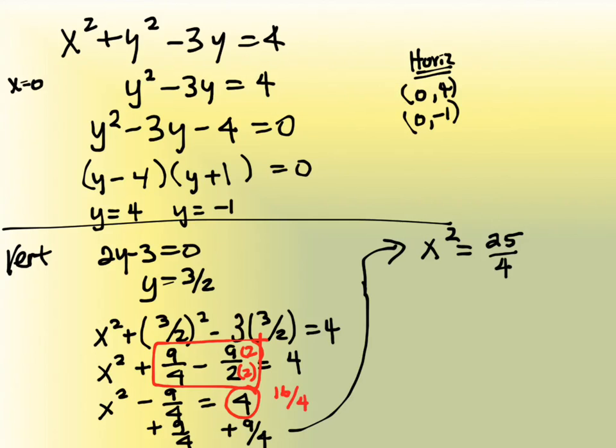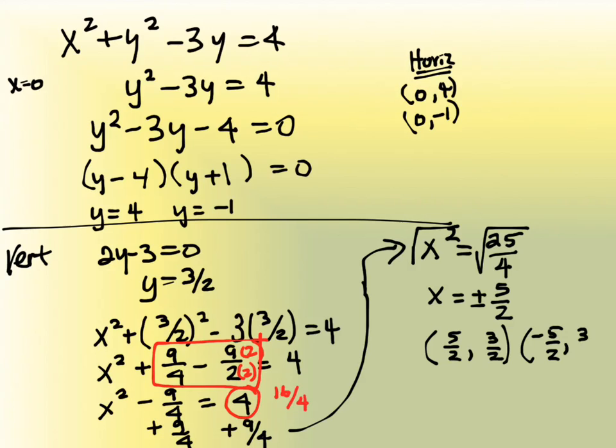Tristan's grinning at me. Because why? Yeah, the square root of it's actually a very friendly value. This is x equals what? Just 5 halves? Plus or minus. We need that. So I have 2 points I found, right? I found 5 halves, and then the y equals 3 halves. Was it positive? Yeah. And I have negative 5 halves, and y is 3 halves. So these are the locations of my vertical tangent lines.